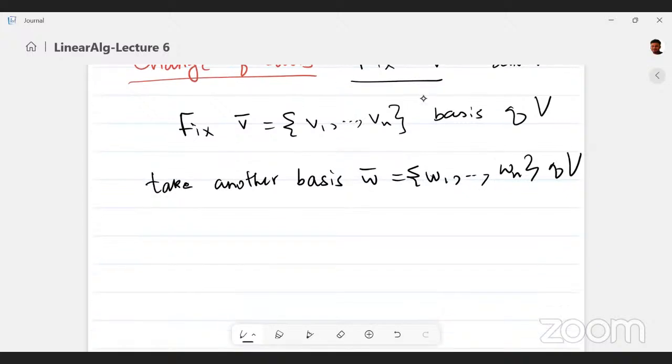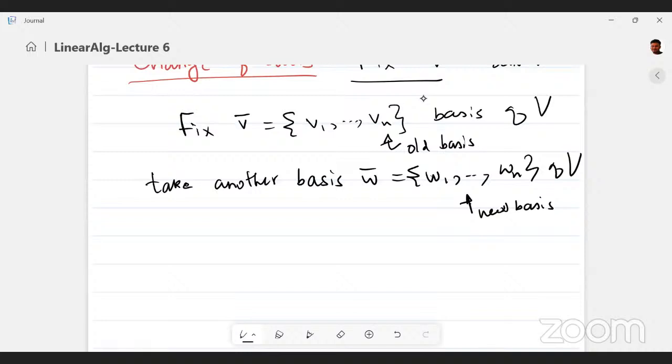Because I have this basis v bar already fixed, once you fix a basis, that means you are fixing a coordinate system. Most of the time we will work with the standard basis, which is your fixed basis always. Then you take some other basis and try to understand that new basis in terms of the standard basis. Sometimes you call this the old basis and this the new basis. We want to understand the relationship between them.